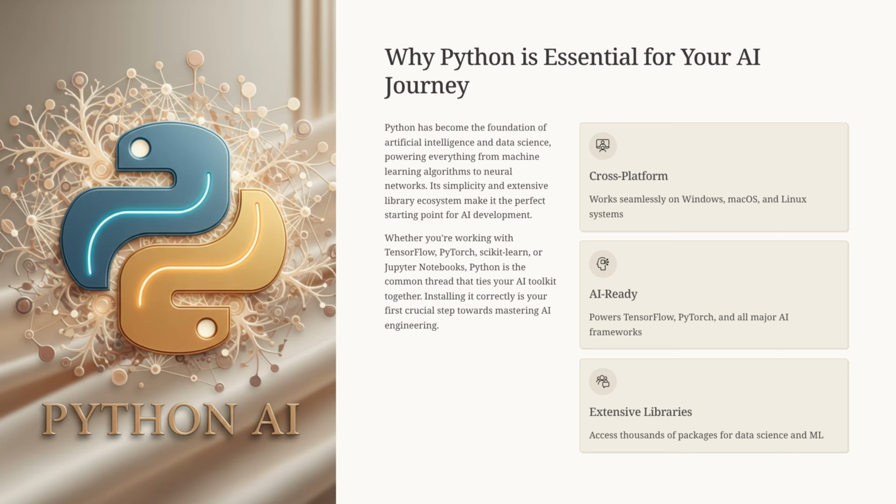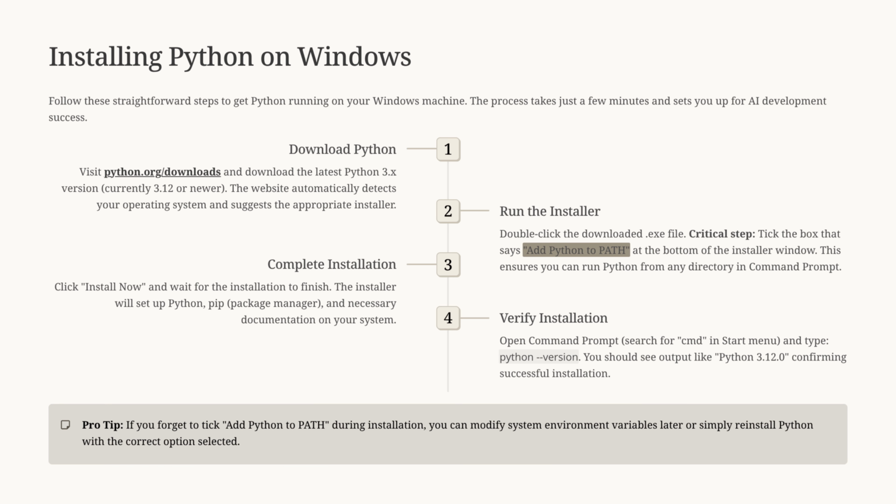Finally, Python's library ecosystem gives you instant access to thousands of ready-to-use tools for AI, data analysis, and visualization. Let's start with Windows. Step 1, go to python.org/downloads. The site automatically detects your system and suggests the latest version, usually Python 3.12 or newer.